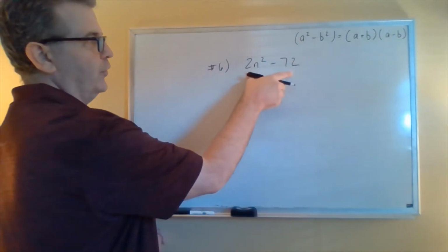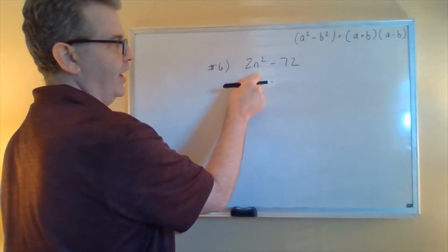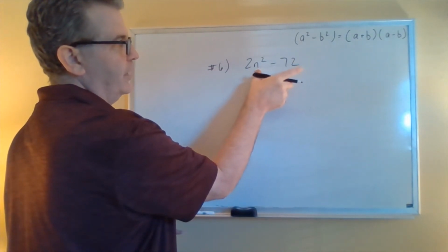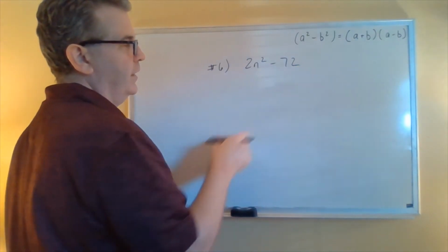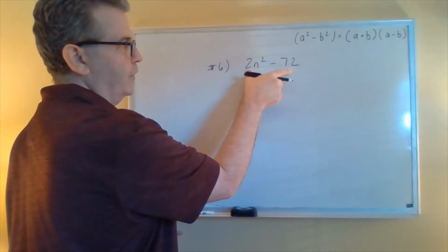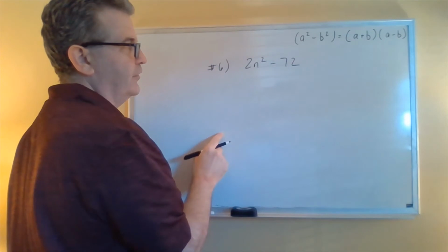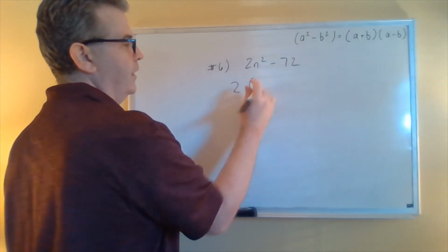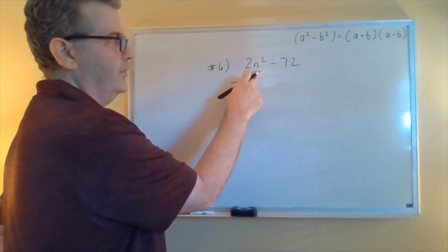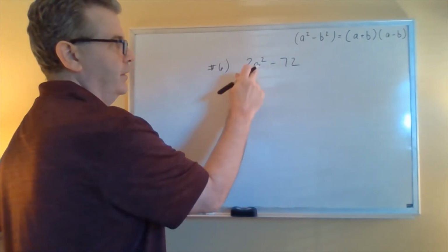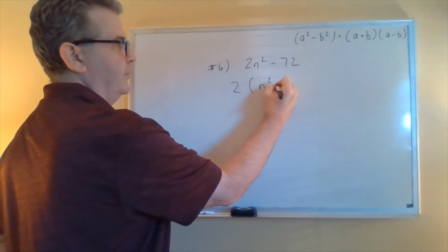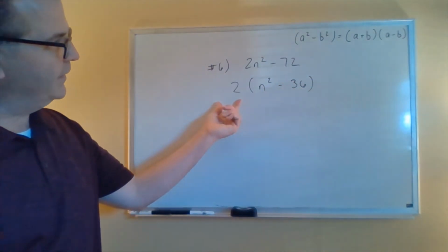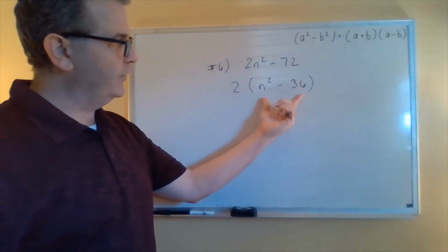So now we have to look for a greatest common factor. Well, what's the greatest common factor between 2n squared and 72? We only have an n here, no n there. But we do have numbers on both, so we have to look at the factors of 2 and the factors of 72. Our greatest common factor is going to be 2. So once we factor the 2 out of this expression up here, that'll leave us with n squared minus 36.